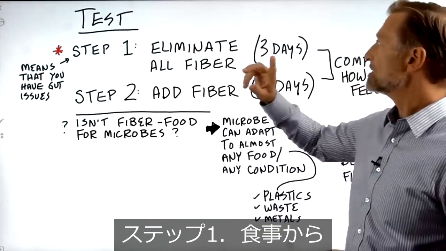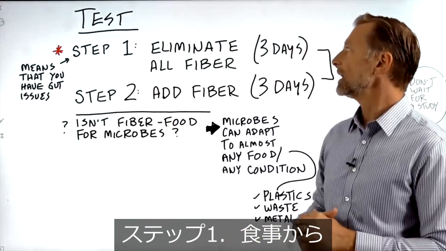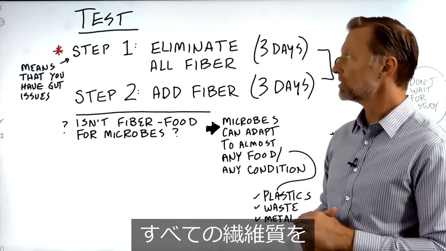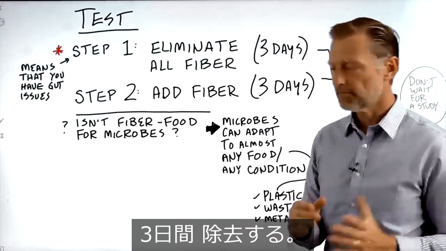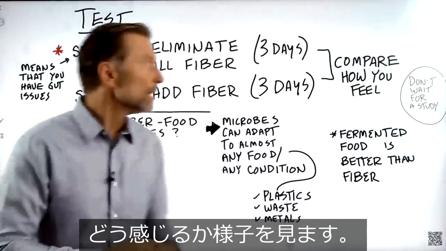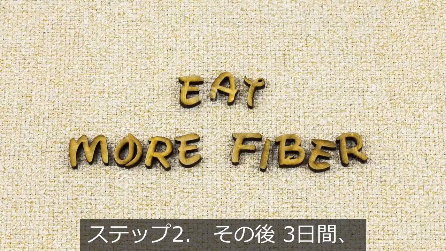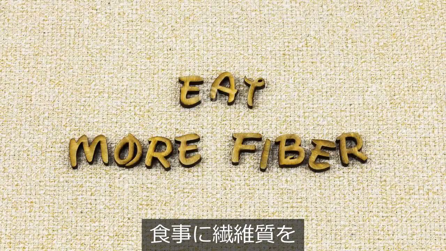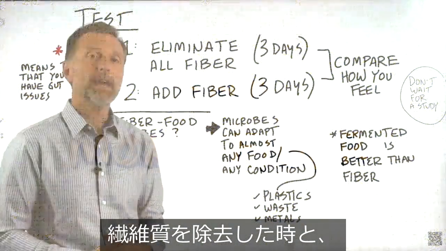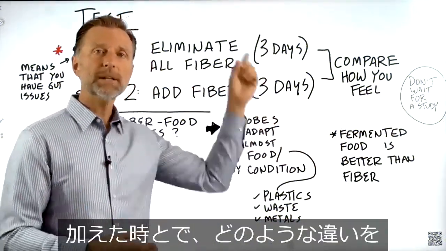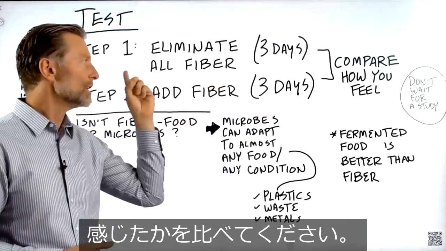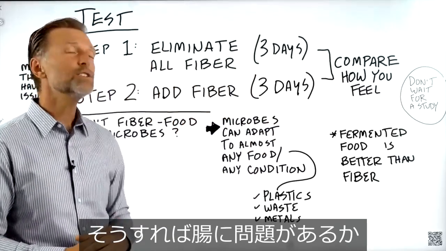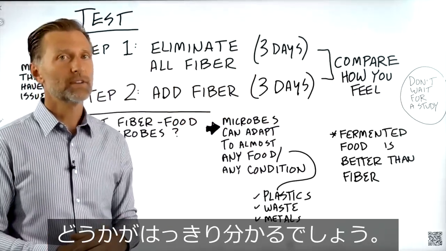Now, let's get to the important way to determine if you have gut issues, okay? Here we go. Step one, eliminate all fiber from your diet for 3 days. That's step one. See how you feel. Step two, add the fiber back into the diet for 3 days. Now compare how you felt when you eliminated the fiber versus when you added the fiber, and then you'll really know for sure if you have gut issues.